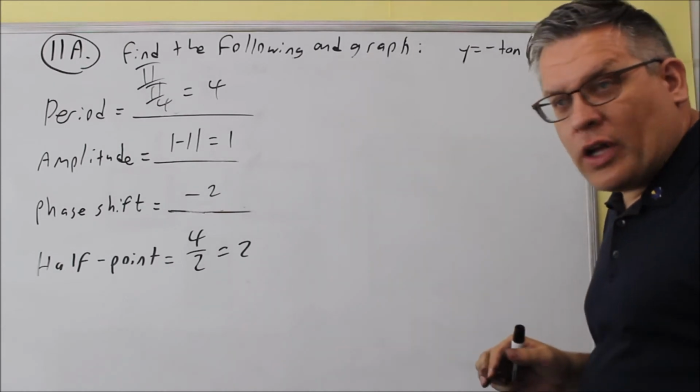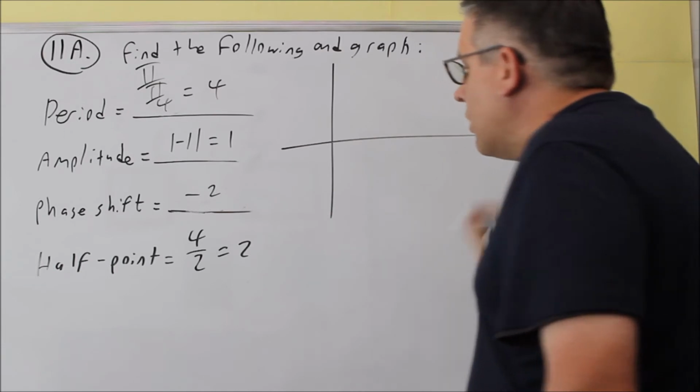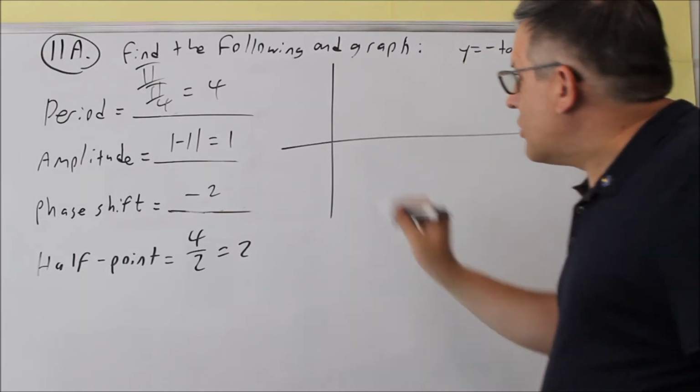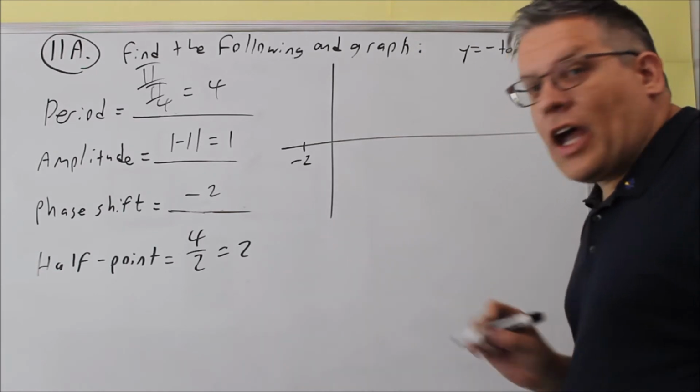Now, when you draw the graph, you don't have to necessarily show all your work for how you got all the key points. It would actually be sufficient if you do it this way. So I'm going to go ahead and draw this here. The phase shift is at -2. So that would be here. And you would just add the half point all the way through.